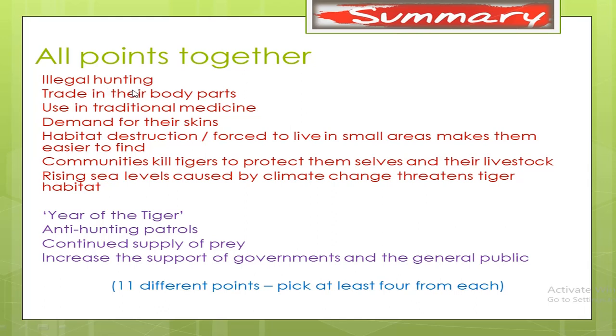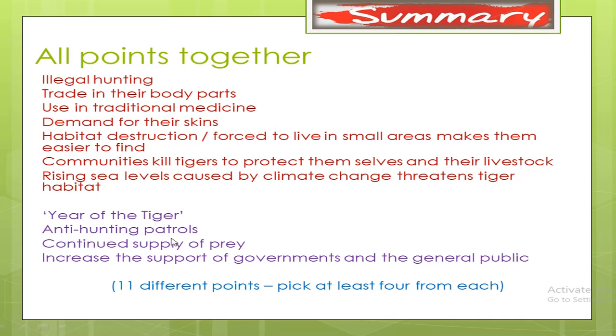Reasons for the extinction of the Asian tiger. One is illegal hunting, second trading their body parts, third use in traditional medicine, demand for the skins, habitat destruction, forced to live in small areas, which makes them easy to find. Communities kill tigers to protect themselves and their livestock. Rising sea level caused by climate change threatens tiger habitats.